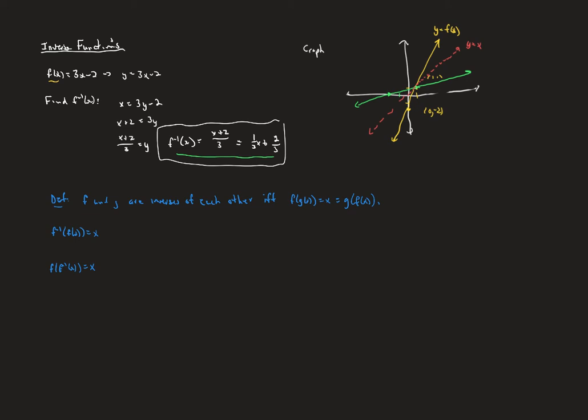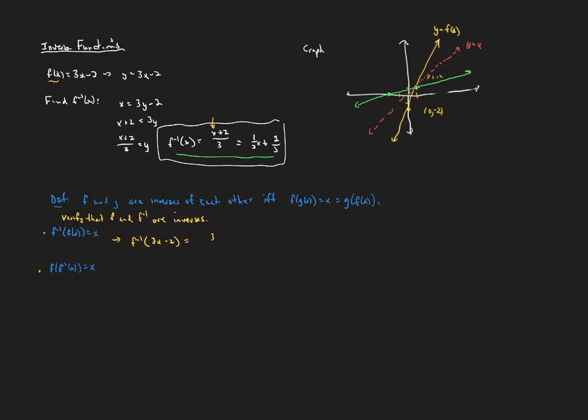So I'm going to ask you to verify that the f and f inverse that we just found are in fact inverses. So what that means is we have to show that these two things are true. So we're going to say f inverse of f of x, where f of x is 3x minus 2. So I'm going to plug 3x minus 2 into f inverse where we see x. I'm going to choose the version that's the big fraction.